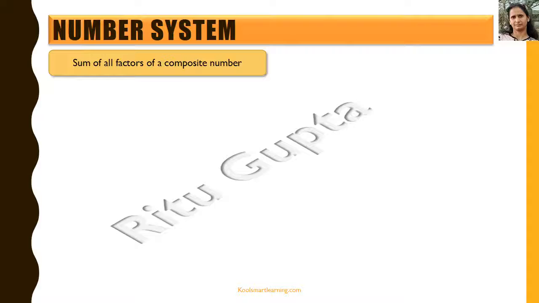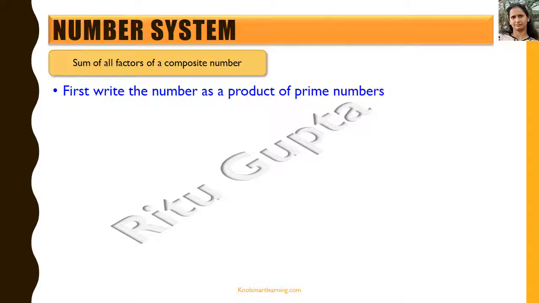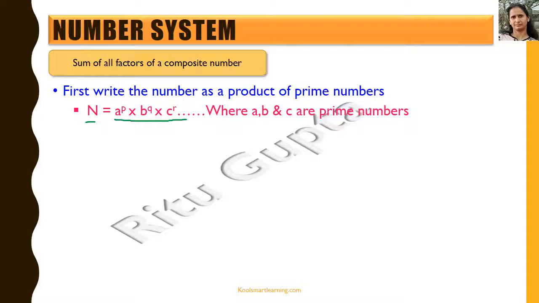So let's now see how we find out the sum of all the factors of the composite number. First we again write the number as a product of prime numbers as we did when we were finding out the total number of factors. So N, that is the composite number for which we want to find out the sum of all its factors, is equal to a raised to power p multiplied by b raised to power q multiplied by c raised to power r and so on, where a, b, c are the prime numbers.